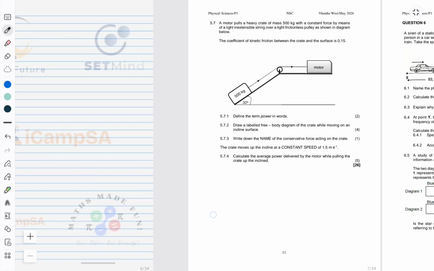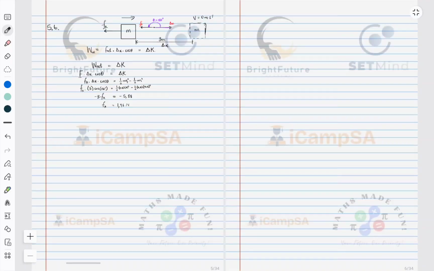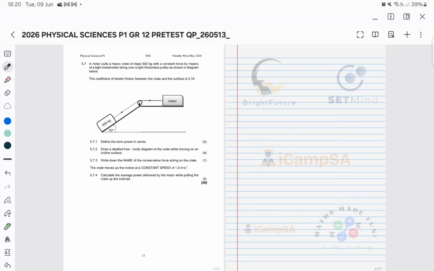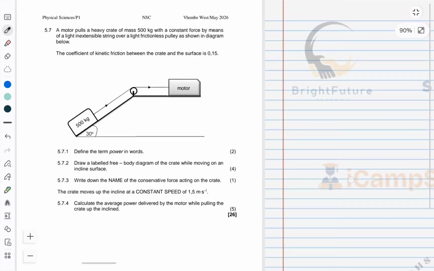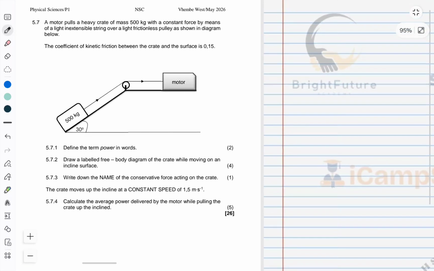Oh, it's continuing. There's 5.7. This was quite a long question. Let's check out 5.7. All right, so this is our question 5.7. So we have a motor. This motor pulls a heavy crate of mass 500 kilograms with a constant force by means of a light inextensible string over a light frictionless pulley. Okay, the coefficient of kinetic friction between the crate and the surface is given, so this surface is not frictionless.